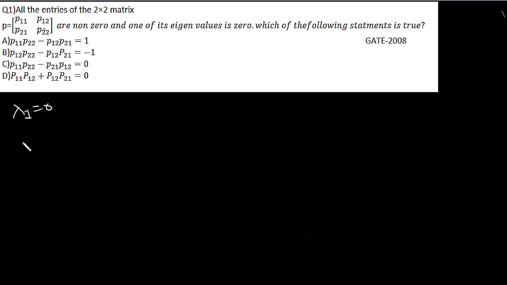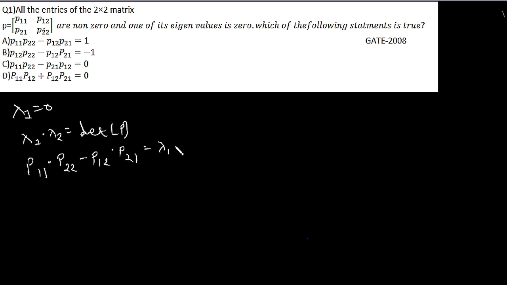So we have to use the property. We know that the multiplication of both eigenvalues lambda 1 and lambda 2 gives the determinant of this matrix P. So let's find the determinant of this matrix. So we get P11 multiplied by P22 minus P12 multiplied by P21 is equal to lambda 1 multiplied by lambda 2. But since we know lambda 1 is 0, the determinant is 0. So we can check from the options and say that option C is the corresponding correct statement. So option C is correct for this problem.